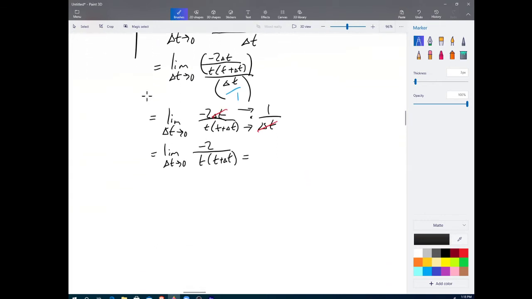And I can now plug in delta t equals 0. This piece will go away. And I'm left with negative 2 over t times t, or t squared. So in other words, the derivative of my function y with respect to t is negative 2 over t squared.